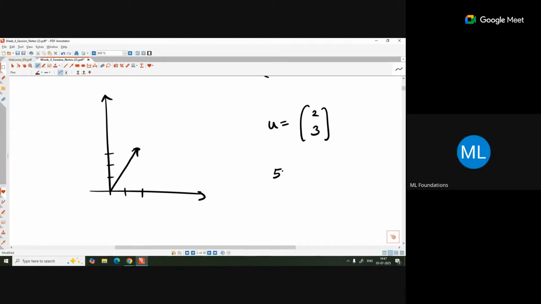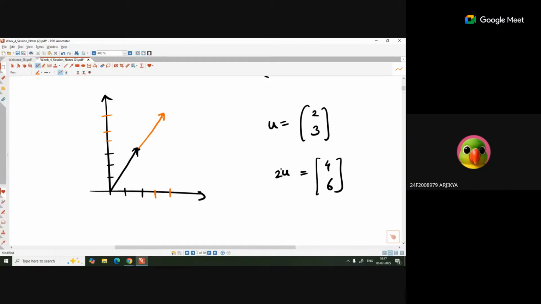Now if I say 5 times u, or let's say, 5 will be too much, suppose I say 2 times u. So 2 times u is what? Double of this: 4 and 6. And if I wanted to showcase that, it goes to 4 on x and 6 on y. So can I say that this is the vector?